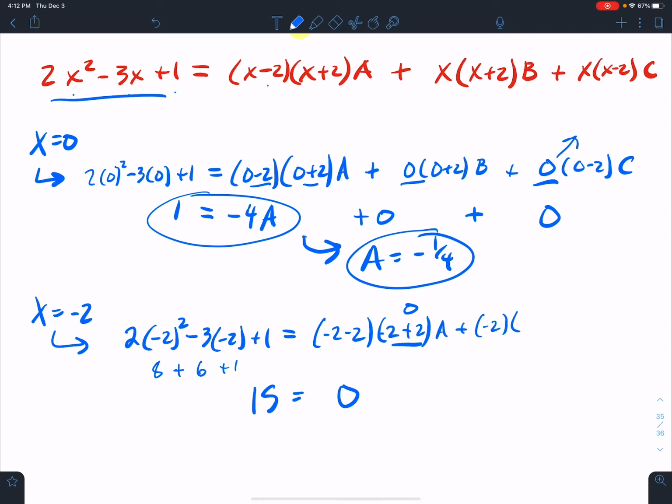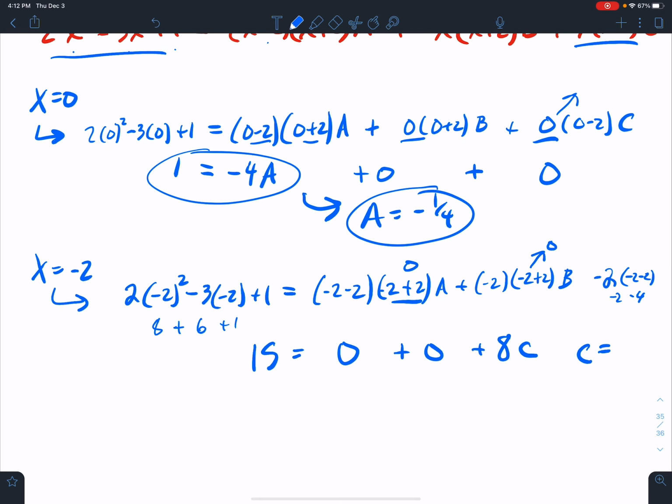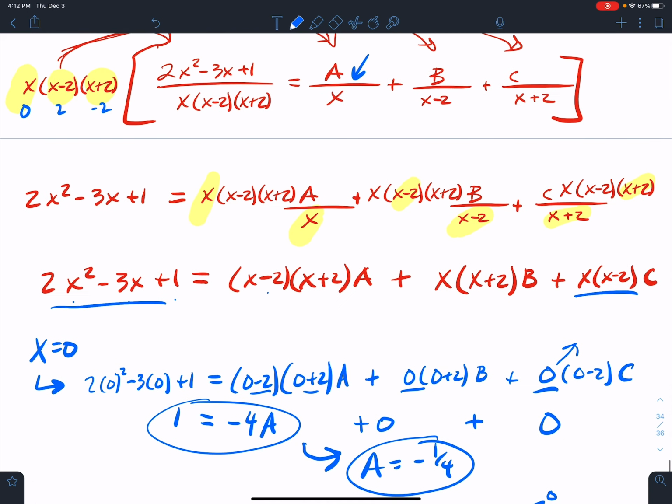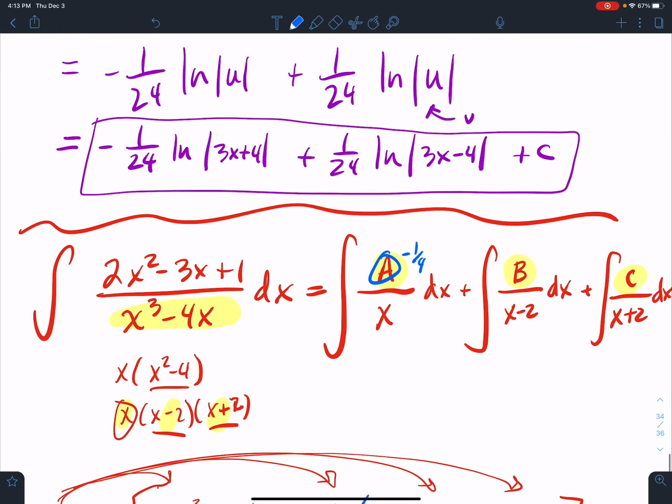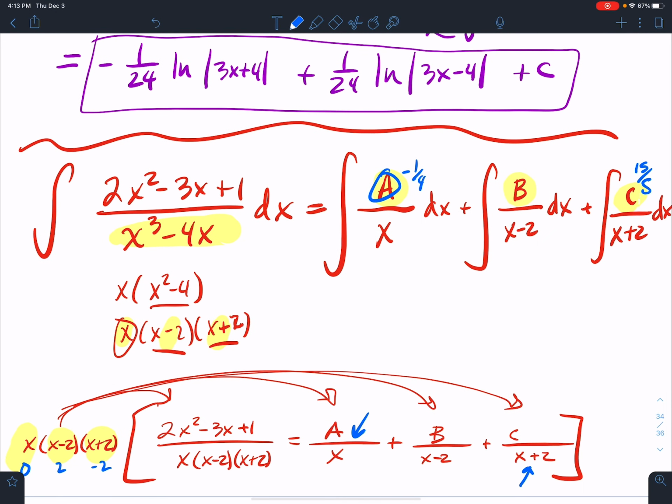Negative 2 and negative 2 plus 2b, that gets me 0 again, so that second one's going to be 0. The last one, negative 2 and then negative 2, negative 2. So that's negative 4 and a negative 2. That's positive 8c, so 8c. So that means c is 15 over 8 if I solve for c there. So c is the one with the x plus 2, so 15 over 8 goes in there.